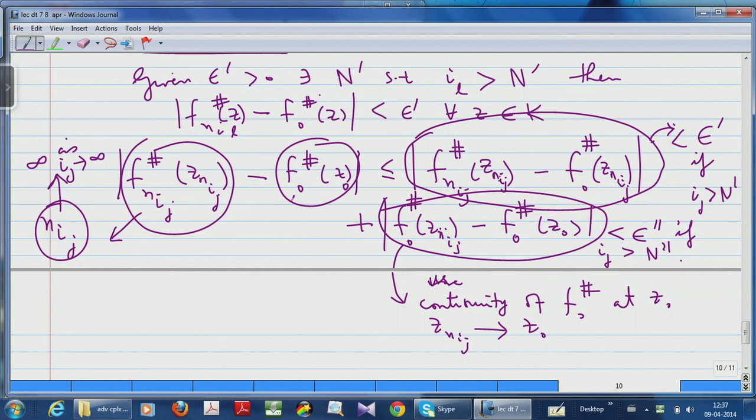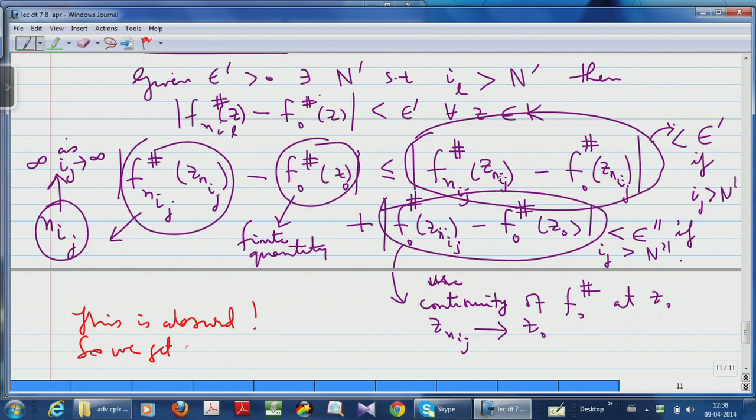So let me put this here. This is a finite quantity, and the totality of all is that the whole thing that you've managed to get is absurd. So let me write that down. This is absurd. All this is absurd. Can't happen. So we get a contradiction. And that finishes the proof. So spherical derivatives need to be bounded.